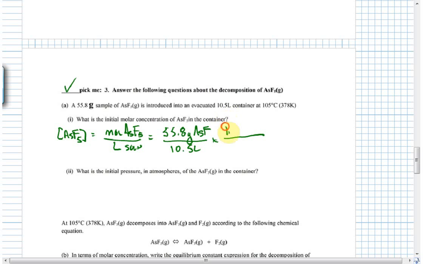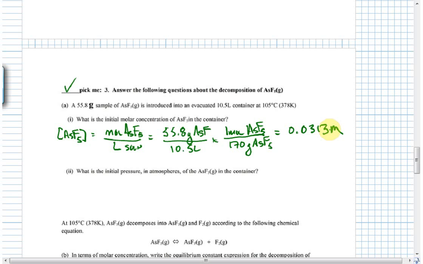Add up the formula for arsenic pentafluoride. A mole of arsenic pentafluoride has a mass of 170 grams. And if I do that calculation, we end up with an initial molarity of the arsenic pentafluoride of 0.0313 molar. Again, 3 sig figs.